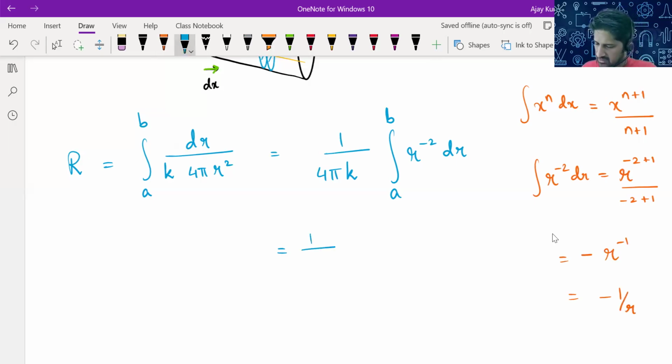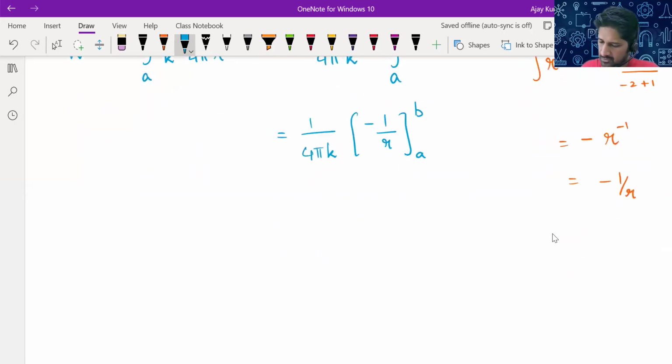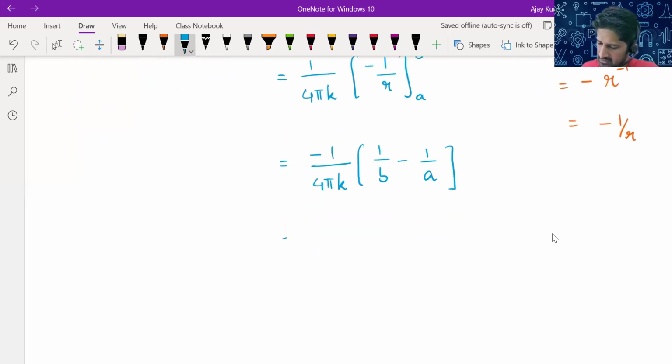So the thermal resistance now becomes 1 by 4 pi k. Integral is minus 1 by r. And now we substitute limits a to b. Okay. We'll substitute the upper limit first. You can put the minus outside, or yeah, we'll put the minus outside. Minus 1 by 4 pi k multiplied with 1 by b minus 1 by a. Okay. Now you send the minus inside. Then it becomes 1 by 4 pi k into 1 by a minus 1 by b. So this is the total thermal resistance.